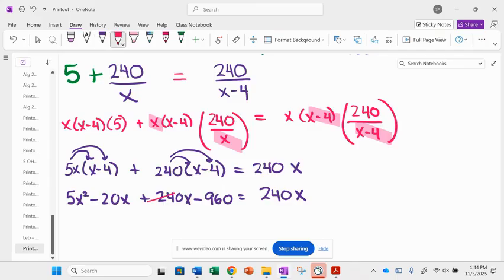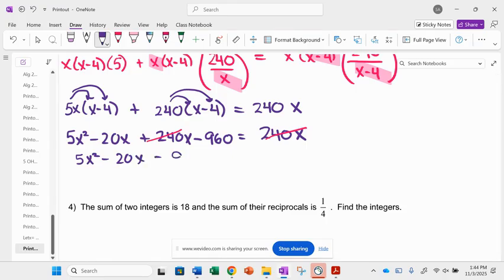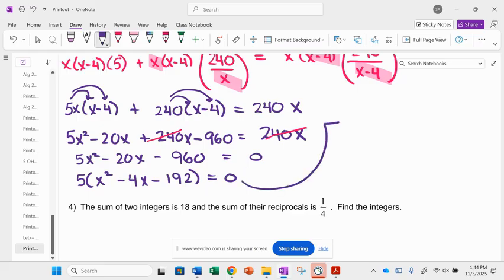Do we agree these 240x's both cancel? So we're going to be left with 5x squared minus 20x minus 960. Can I pull out a GCF of 5? Yeah, which makes this problem a lot easier. So now we have x squared minus 4x minus 192 equals 0. So I'm going to bring it up here. So this is going to be an x minus 16 and an x plus 12.